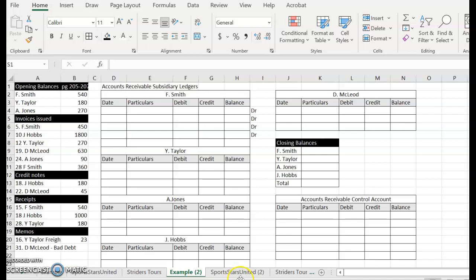This will be the answers. The answers for the others will be here, and you're expected to do these as well. Firstly, we've got the opening balances of 3 accounts receivable. We've got the accounts receivable ledgers, closing balances, accounts receivable control, and the transactions that happened during the month. You're expected to put all this information into all of this part here.